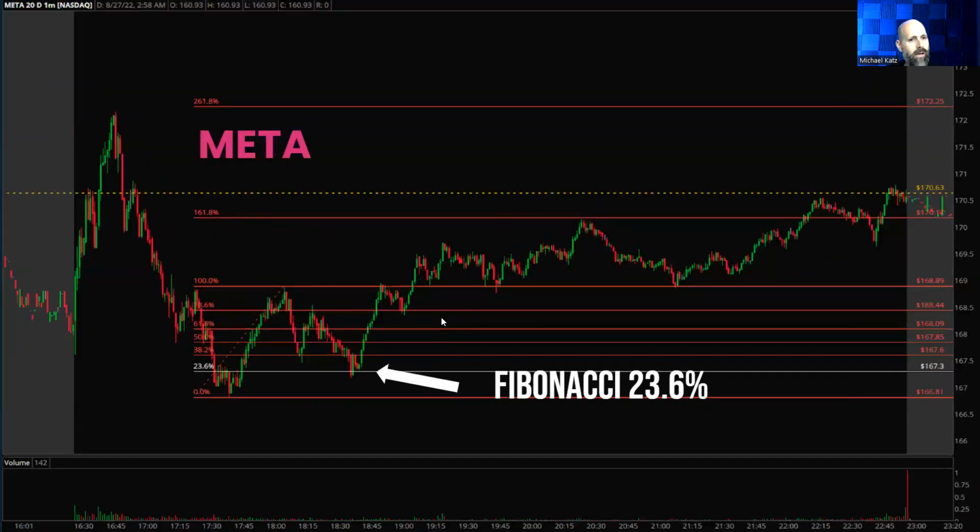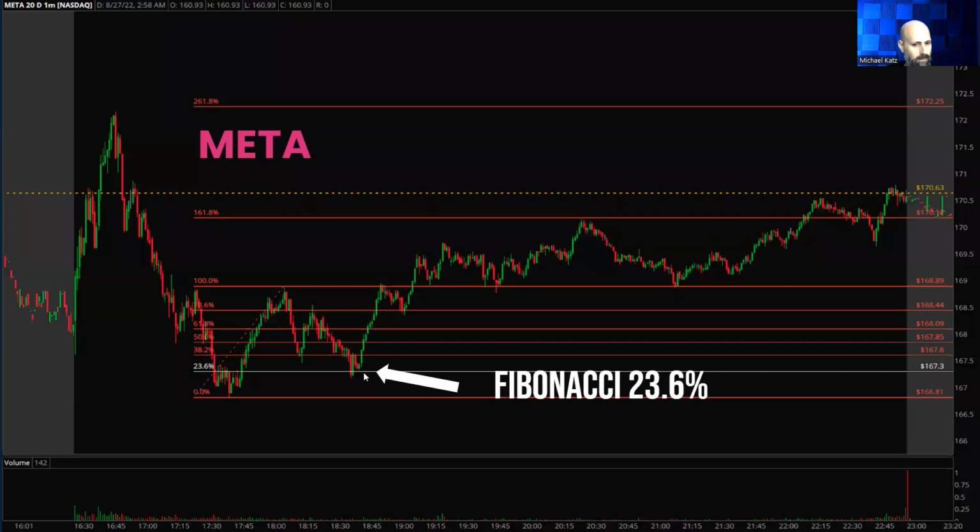Same here on Facebook, on Meta. Drops majorly to the downside, bounces up. When it bounces up, you wait. You're not buying on 68, you're not buying on 50, not 38. Wait for the 23.6. One of you guys wrote about buying at 50, starting the position at 50.